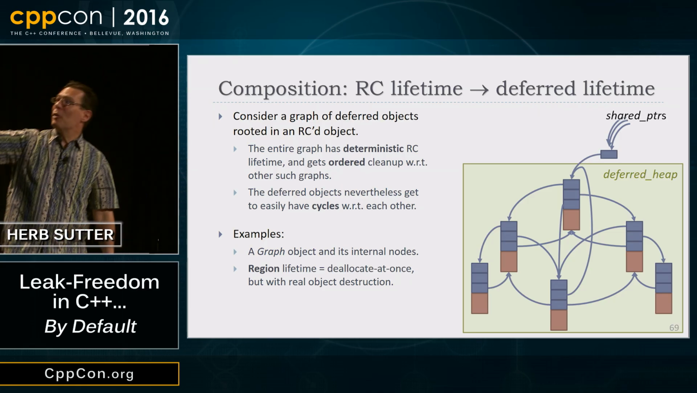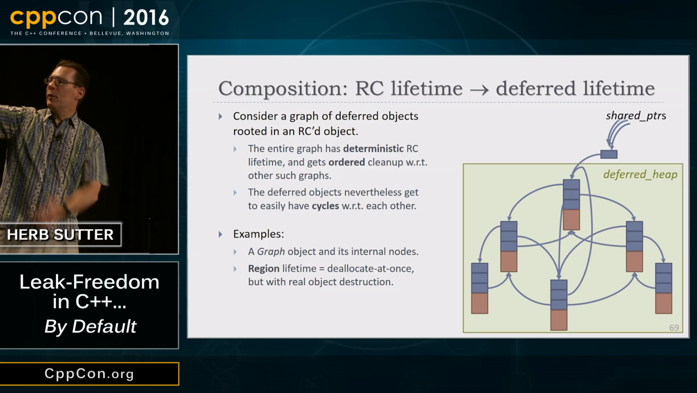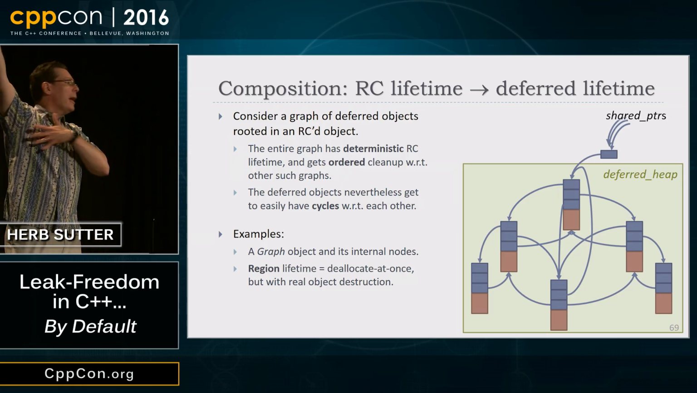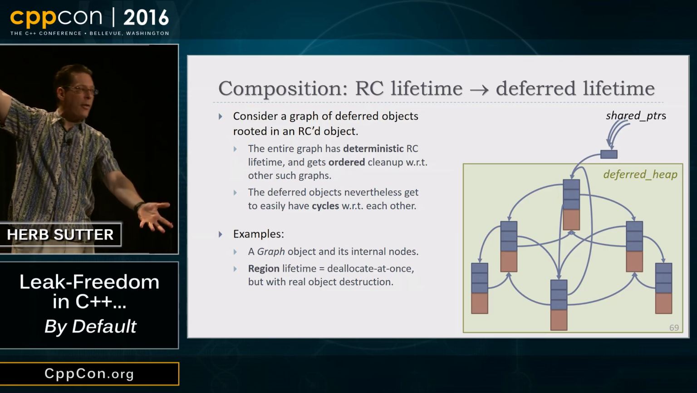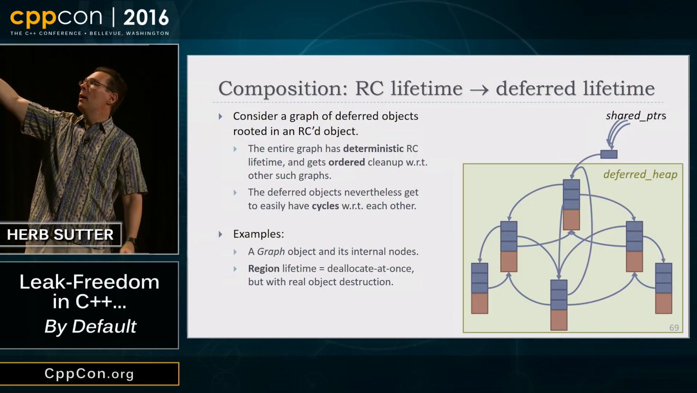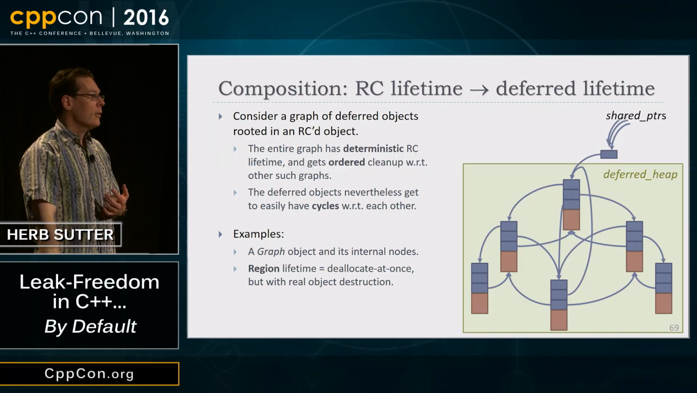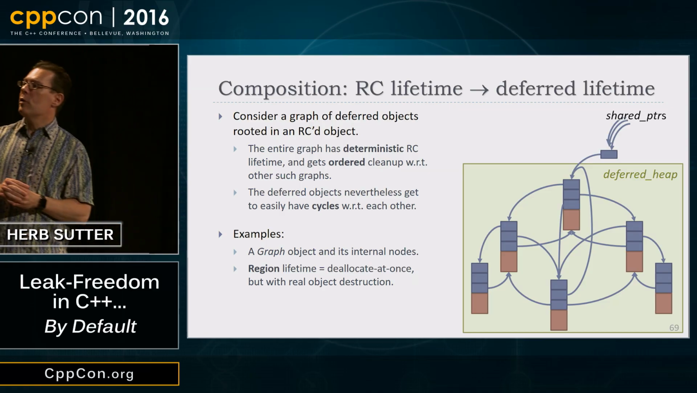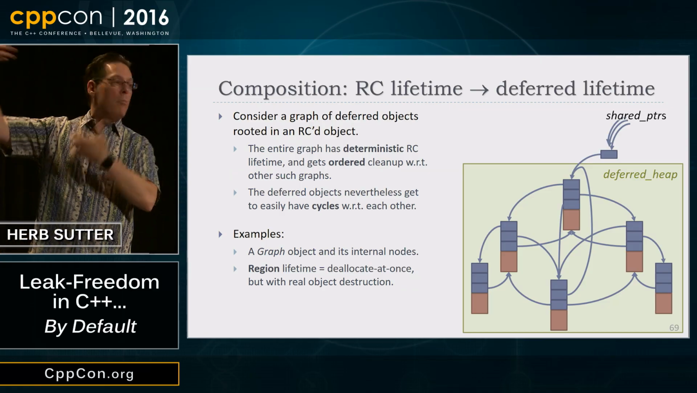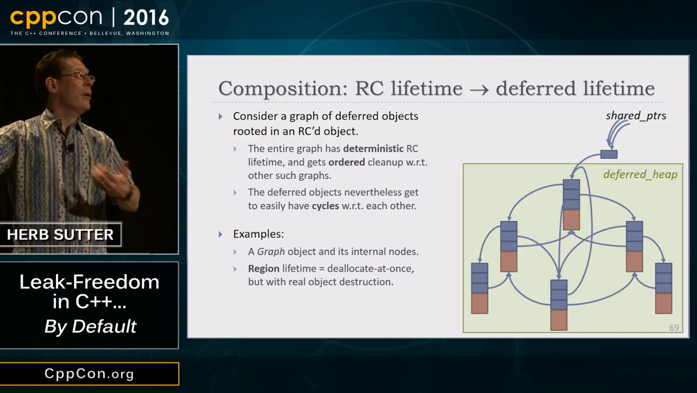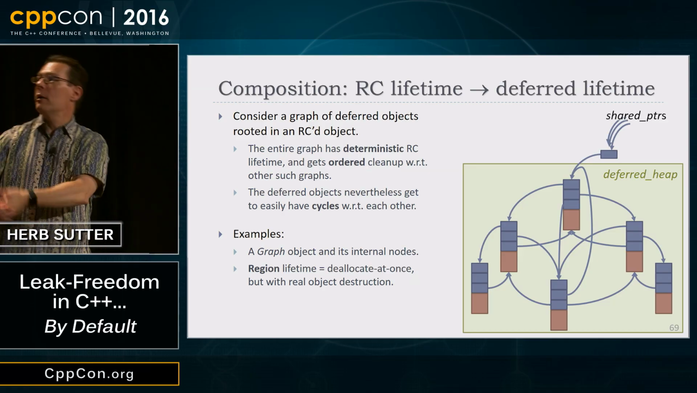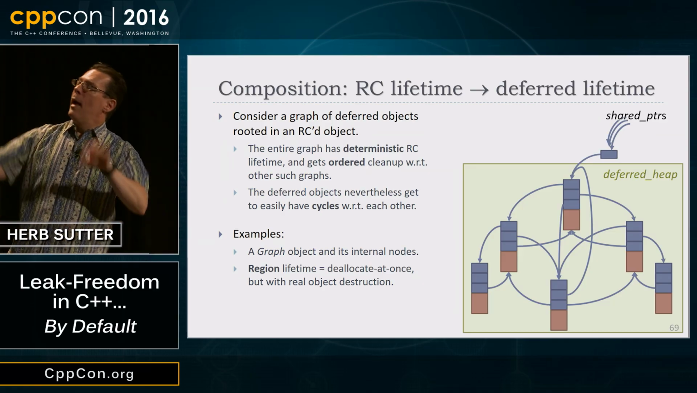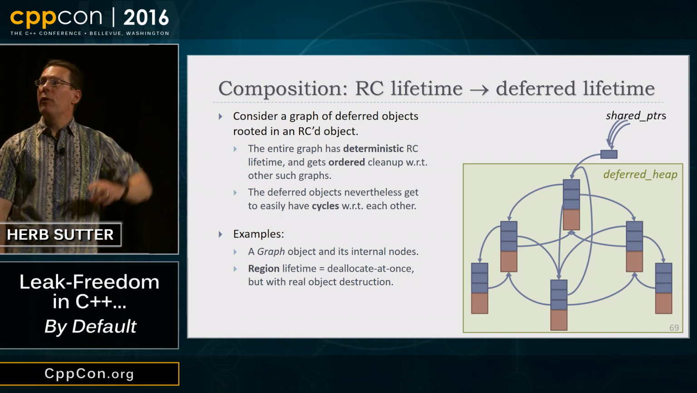This picture should be familiar because this is graph. An example is a graph object, which you might own by a reference count, or maybe you put one on the stack, or whatever it is you do. But whenever it's destroyed, it lets go of its internal nodes. Another example is a region. If I want region lifetime, deallocate it once, but run real destructors, if I put a non-trivially destructible object in it, that works fine. But now what if we flip this and we go the other way?